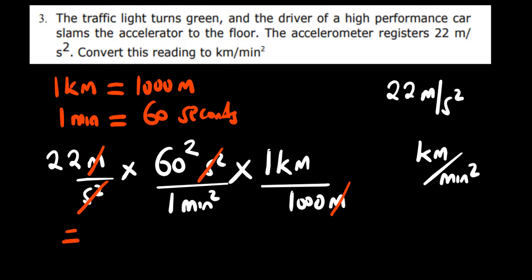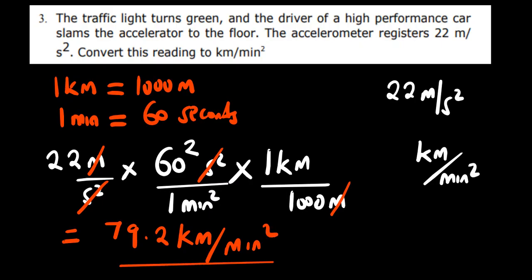So when we solve that, let me just punch everything together. I'm finding 79.2. I have a kilometer on top, so that is kilometers per minute squared. We would have now converted to the units that they want.